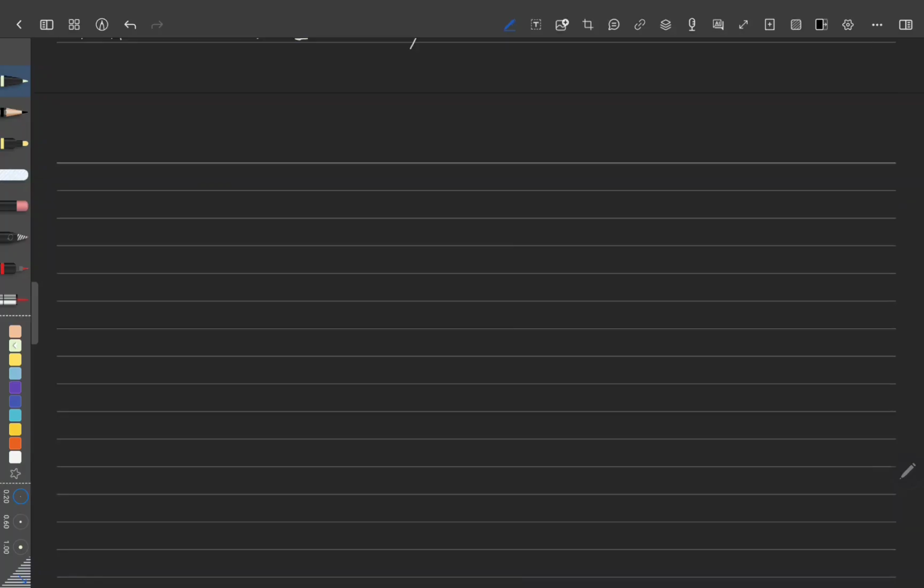Now let us take another example for two-way tables. As I mentioned, I will be explaining this in detail. Two-way tables.